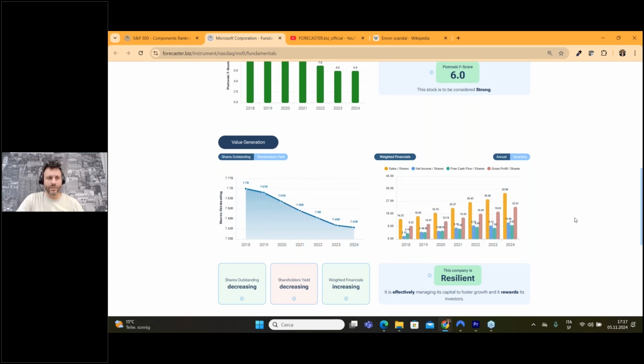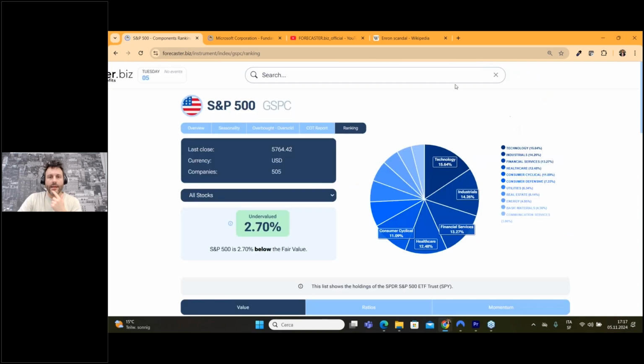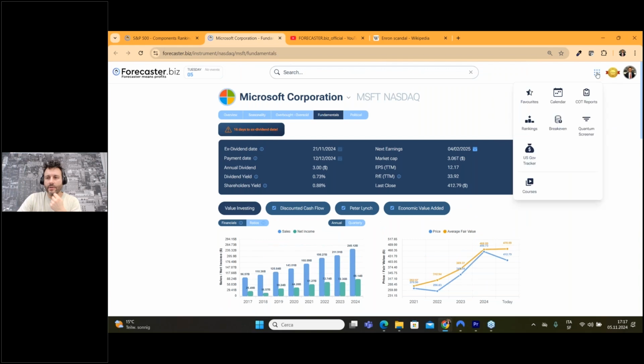Okay, so what the best to worst button does is something very easy. It creates a list with an average of all these fundamental page parameters, and gives us a list with the best opportunities.